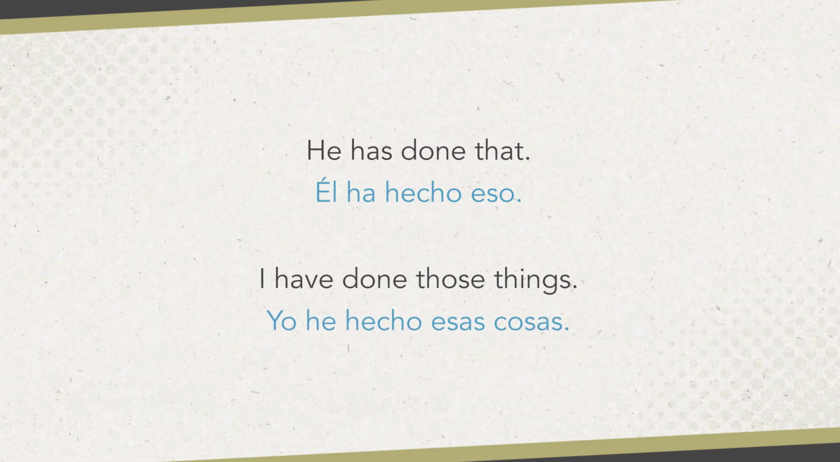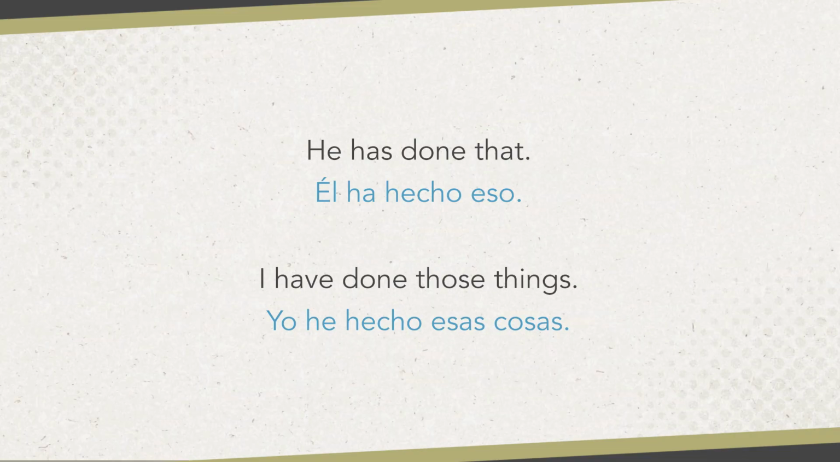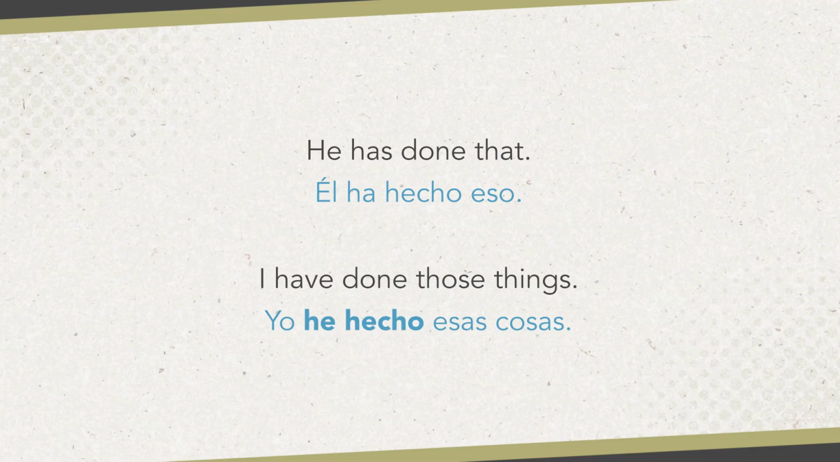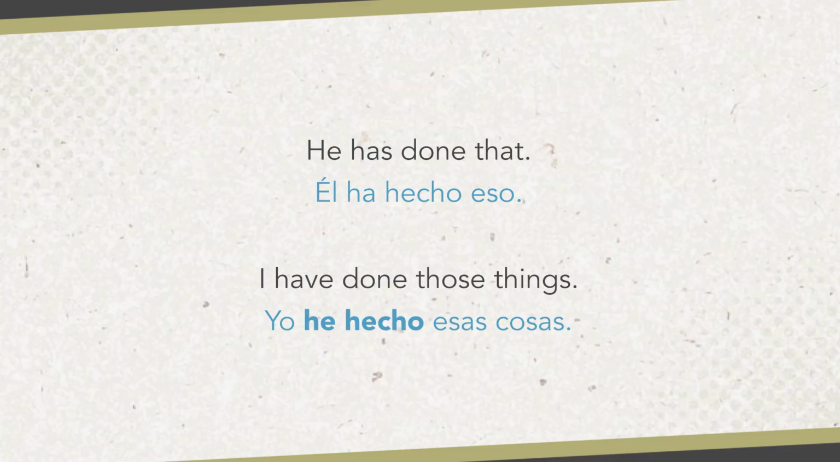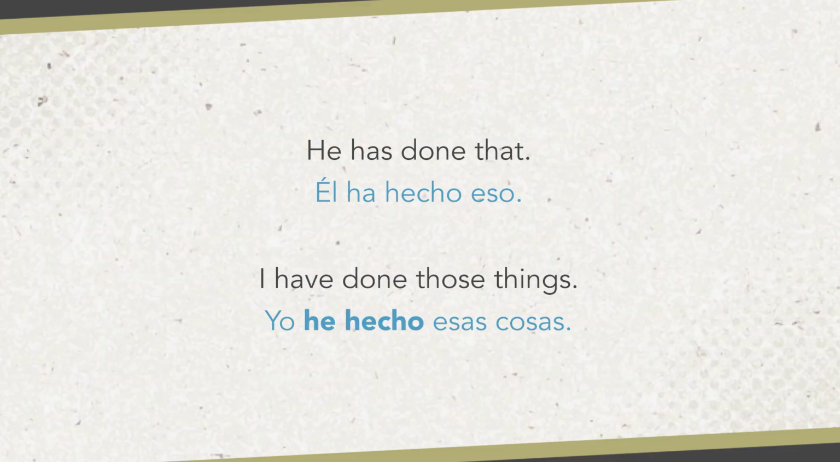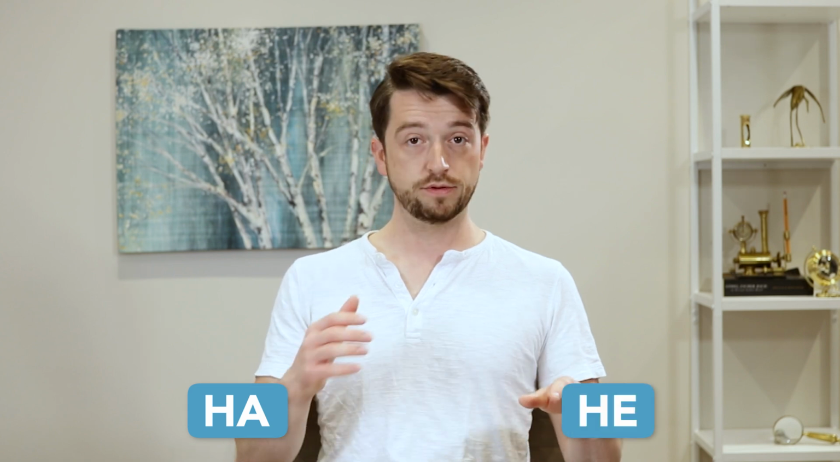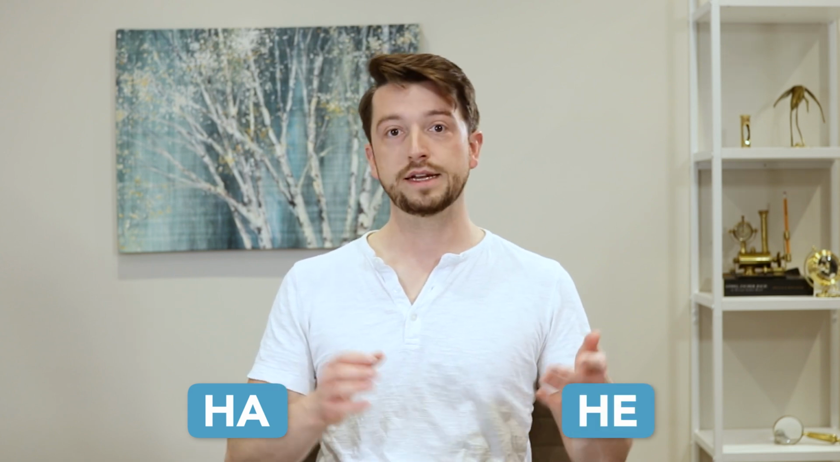Now check out what happened in that last example. When I said he hecho, the words kind of blended together. So it just kind of sounded like yo he hecho. It's like the word he disappeared. That's totally normal in Spanish, and you'll actually get used to identifying this if you keep practicing using a and e before these words like hecho and estado. So let's get some practice with this right now.